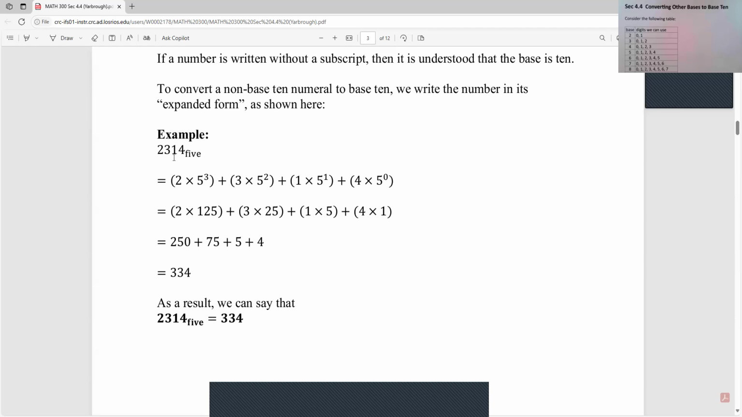And then the next one over is usually called the tens place, at least in base 10, and that's because 10 to the first power is 10. The next one over would be called the hundreds place because 10 to the second power is 100, and the next one over is the thousands place because 10 to the third power is 1,000. But that's if we're talking about base 10.